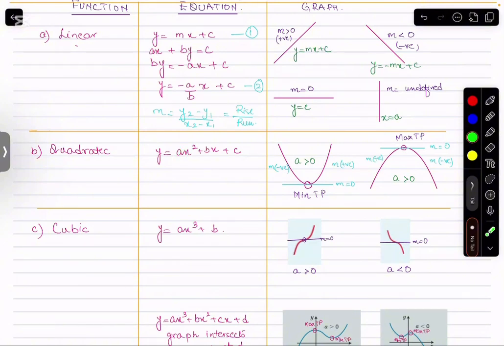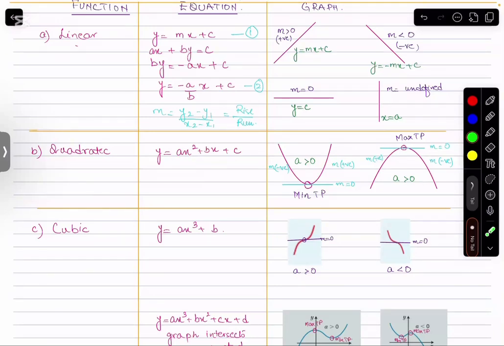Again, in this quadratic equation, the coefficient of x squared, which is a, holds great importance. How? If the a value, which is the coefficient of x squared, is greater than 0, that means the a value needs to be positive, meaning the coefficient of x squared here needs to be positive.